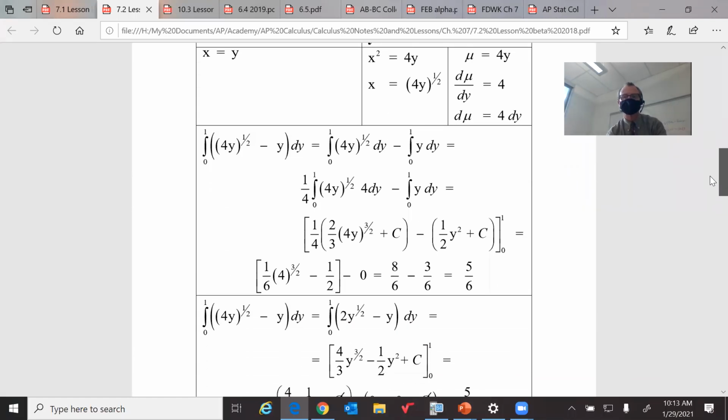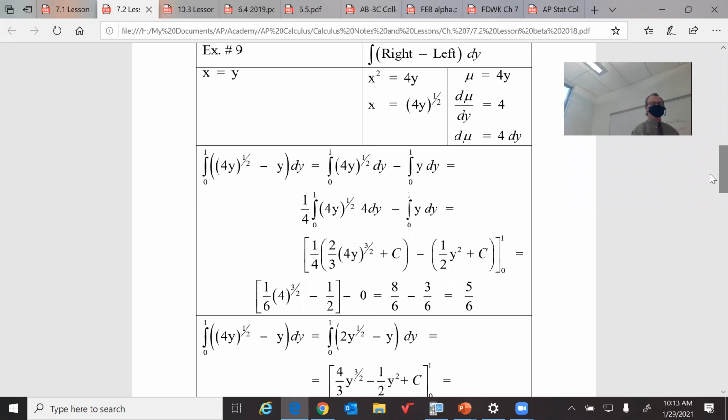We have this. There's a little more to it than the other example. Y equals x, so x equals y. Now I have x squared equals 4y. So what does x equal? Root 4y. But if I'm going to anti-differentiate that, ready? D mu dy is 4, and d mu is 4 dy.